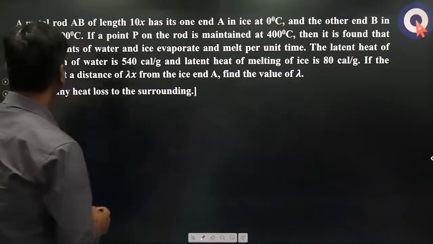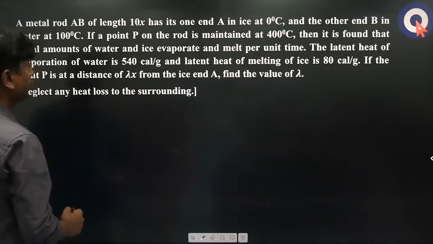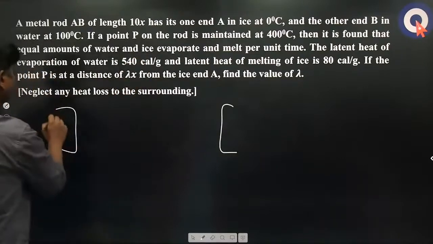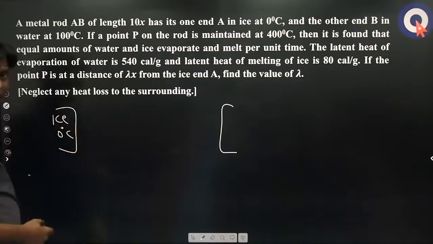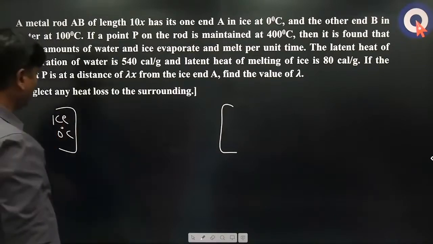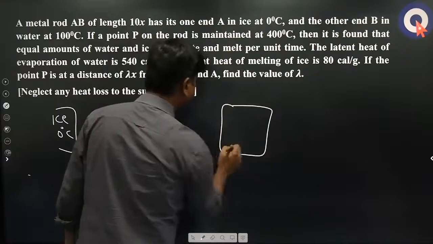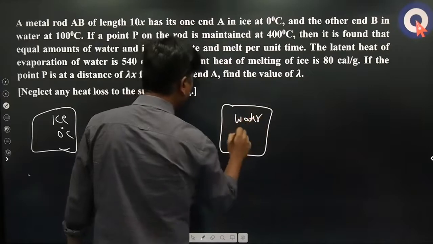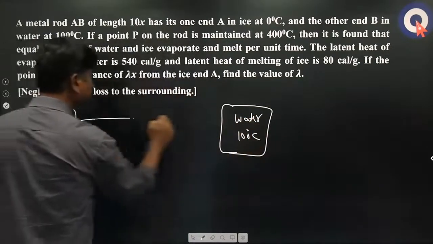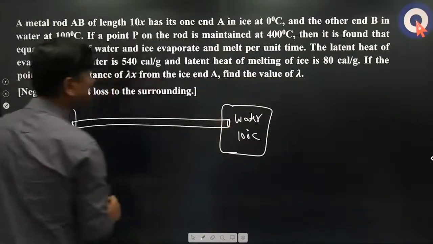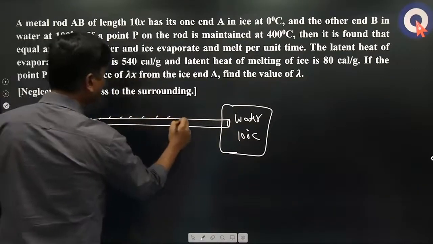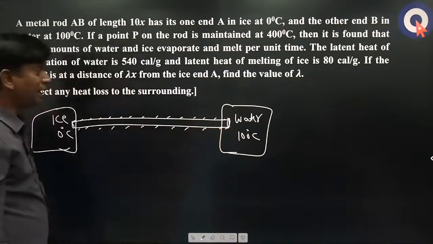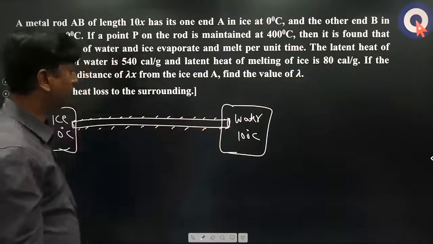All right. So there is a metal rod AB of length 10x, which has one end in ice. So here is one end and here is the other end. One end is in ice at 0 degrees. Even though the ice is melting, the temperature will be the same, which will be 0 degrees only. And the other end is in water at 100 degrees. And here is a rod, which is of course laterally insulated, so that heat is transferred only in one dimension, along the length of the rod.